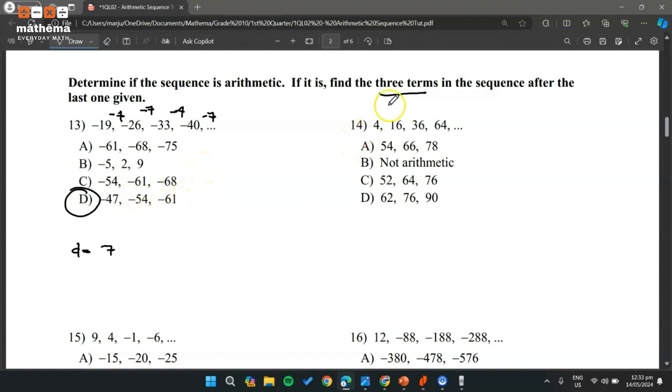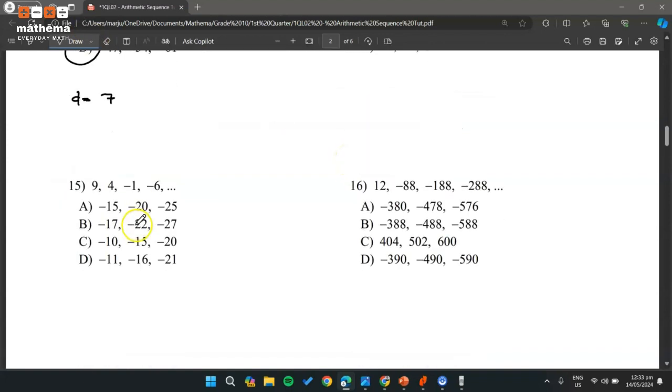Let's do number 14. From 4 to 16, we added how much? 12. And then here we added 20. As you can see, this is not arithmetic, so we'll do letter B. Number 15.